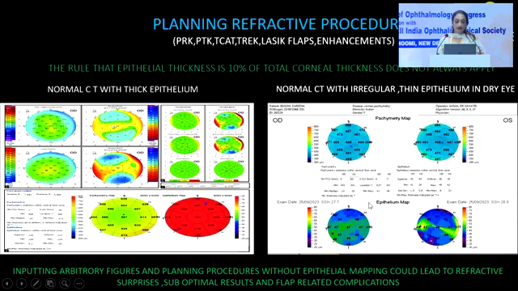Now this is also very important in planning refractive surgeries, and the rule that the epithelial thickness is 10% of the total corneal thickness does not always apply. Here we have a patient with an absolutely normal topography with a very thick epithelium of 120 micron. And here you have a patient with a normal topography with very irregular thin epithelium due to dry eye. So inputting arbitrary figures and planning procedures without epithelial mapping can lead to refractive surprises, suboptimal results, and flap-related complications in LASIK enhancements as well as PRK.